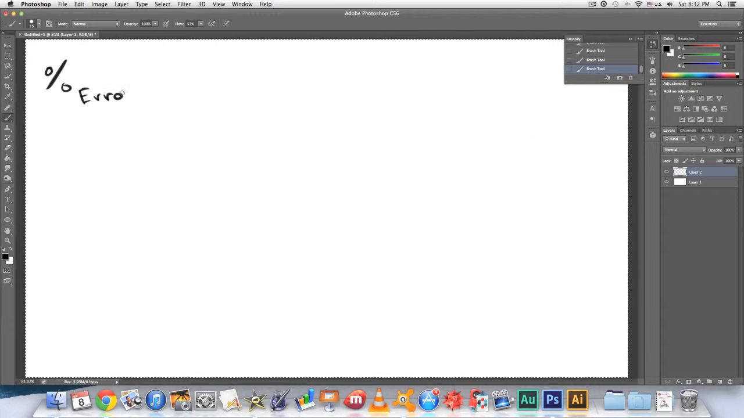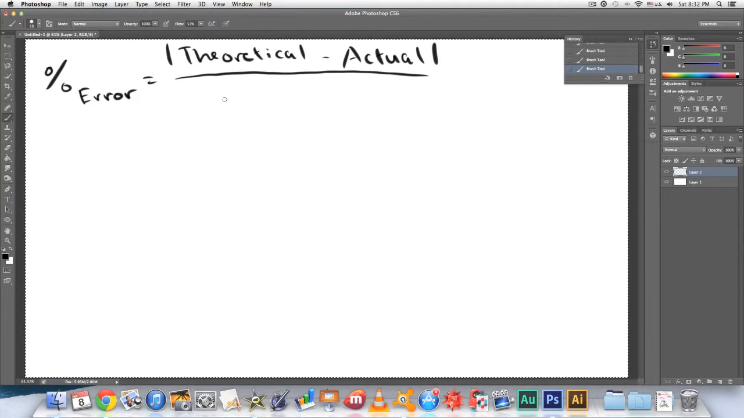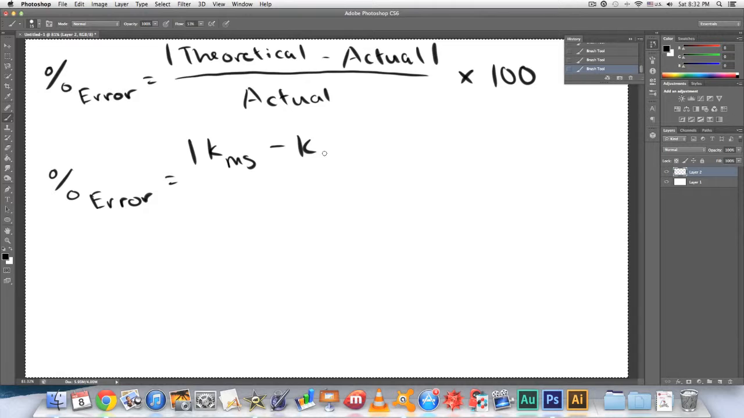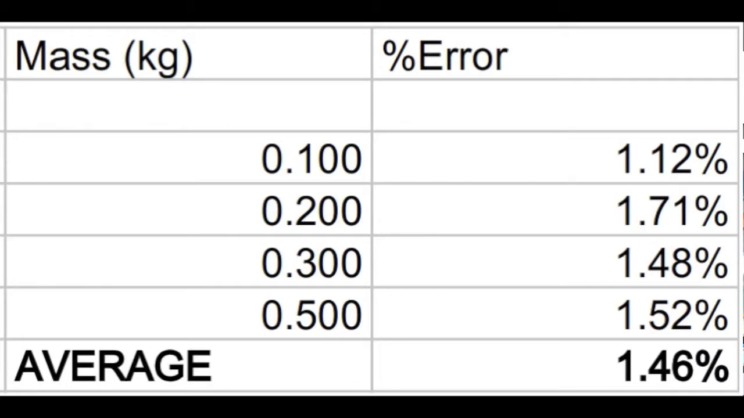And now for epic statistics. The percent error is calculated as the absolute value of the difference between the theoretical minus the actual, divided by the actual value, multiplied by 100. In this case, the theoretical value is the spring constant found through the mass spring method, and the actual value is the spring constant found through the Hooke's law method. We found the average percent error to be 1.46%.